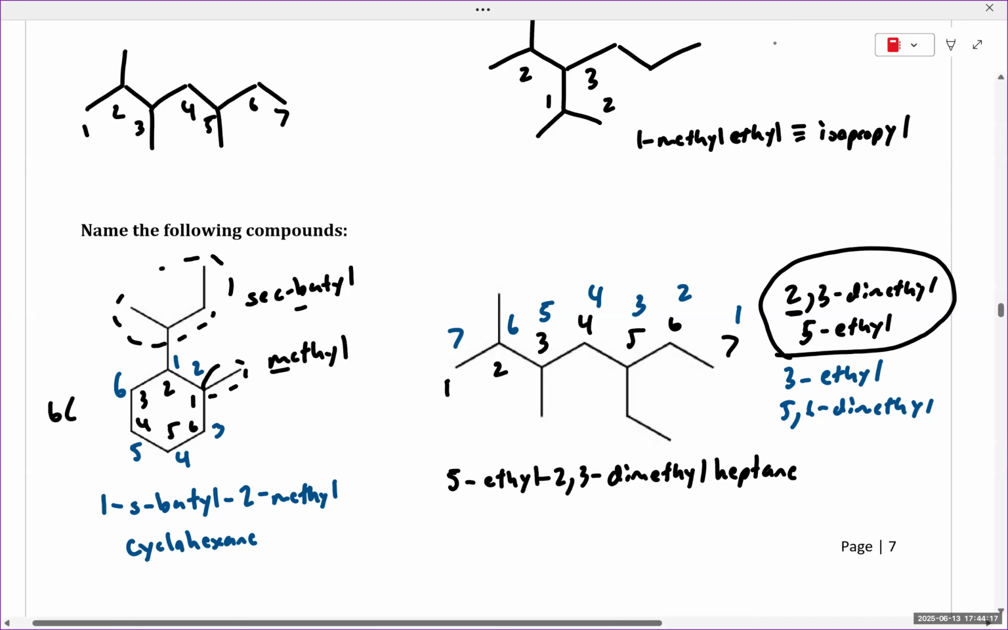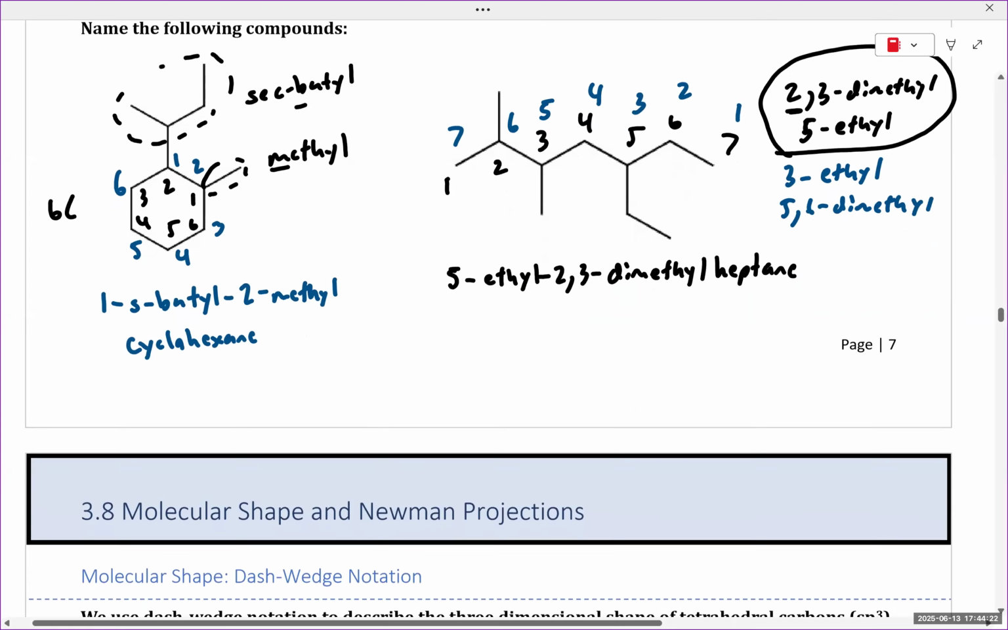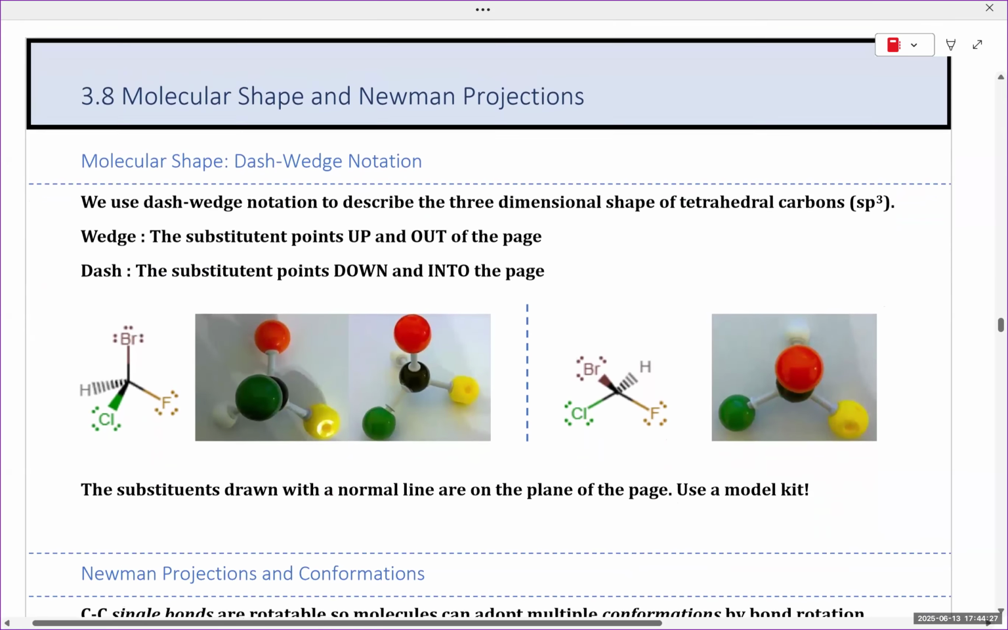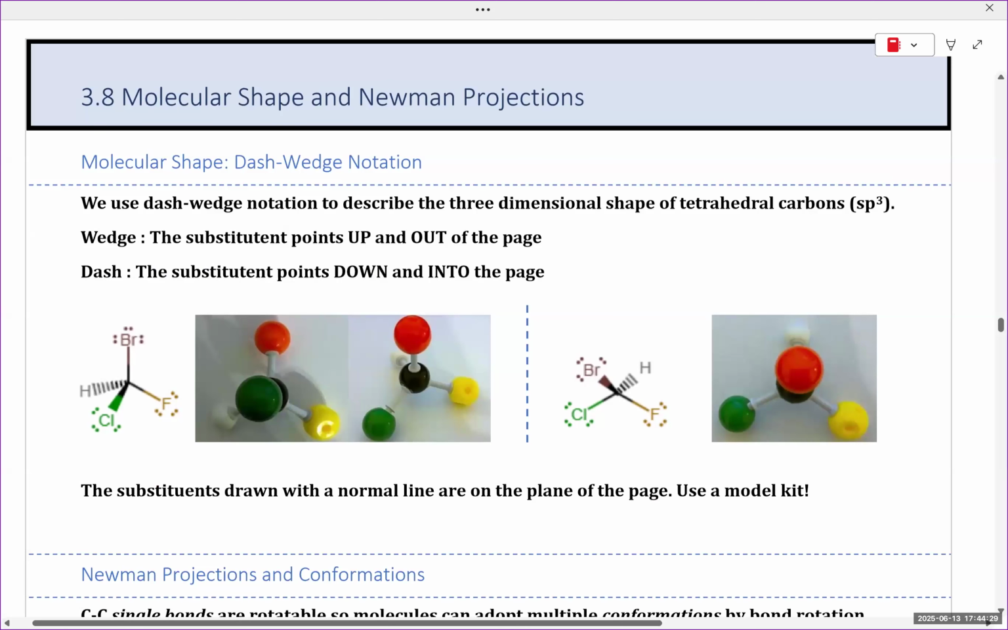Okay, so now we've seen and covered IUPAC naming for alkanes extensively. What we're now going to do is move on to analyzing and visualizing three-dimensional structure and molecular shape using Newman projections and dash wedge notation. So in this case, I would highly encourage you to have a model kit available for these next examples and for you to try building the models presented in each of the photos for each of the structures we're going to discuss.